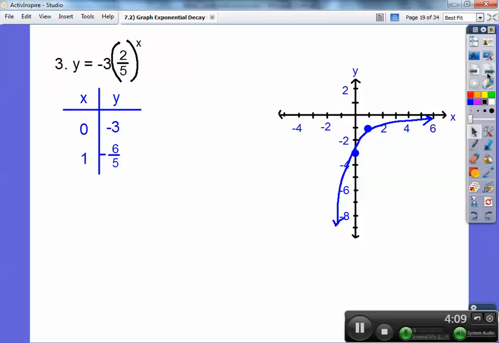Okay, now this time, your domain still goes left and right forever. Even though it's going down faster, it's still going to the left over here, and it's definitely going to the right forever. It's going down forever, but it's not going up forever. So we're going to say y is less than 0 is your range, and your domain is all real numbers.